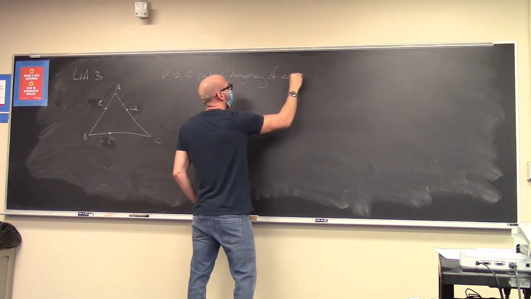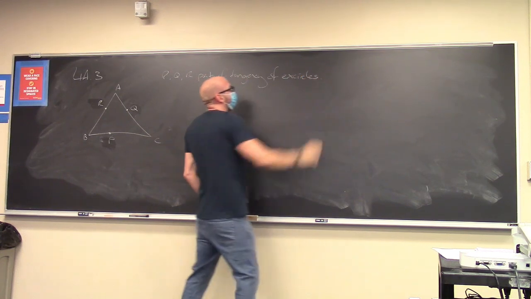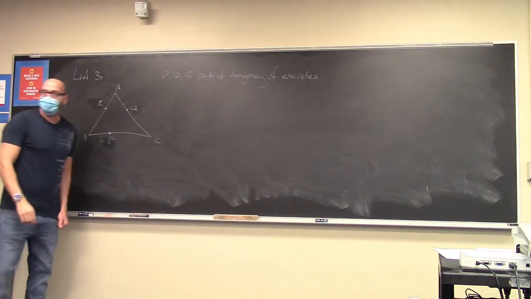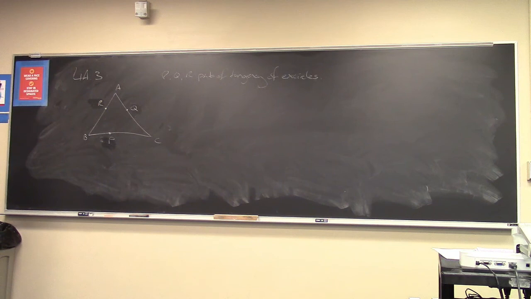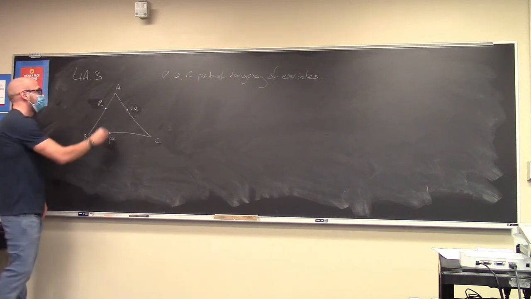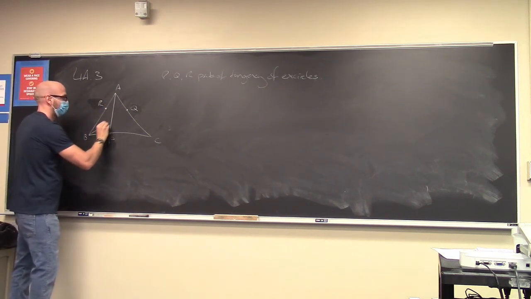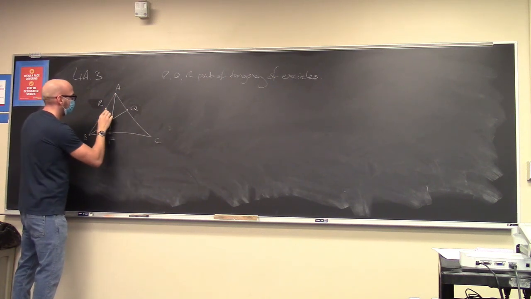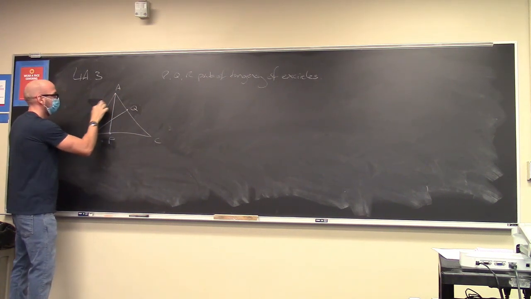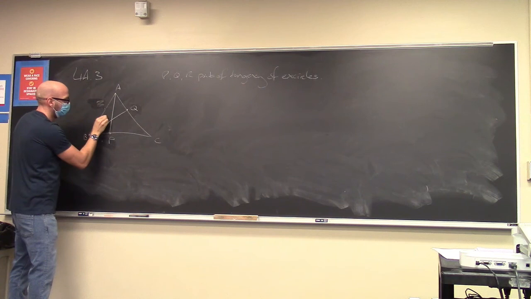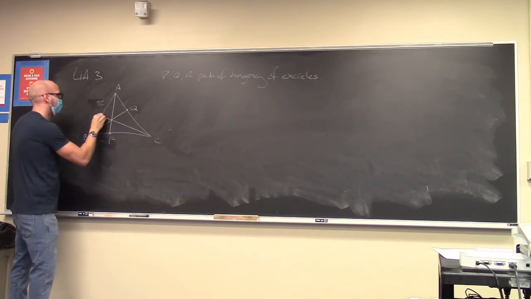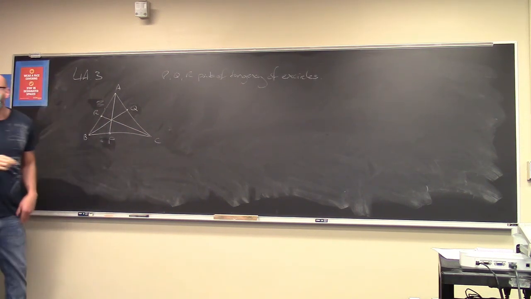Of excircles. Obviously, those are too many words. Mathematicians are pretty lazy. I believe these are usually called ex-touch points. So the ex-touch points. And we want to show that if we draw these Cevians, AP, BQ, and CR, they must be concurrent.